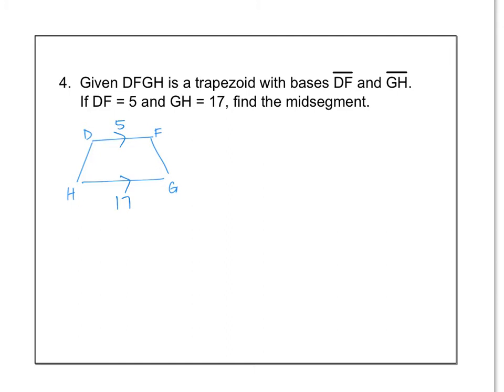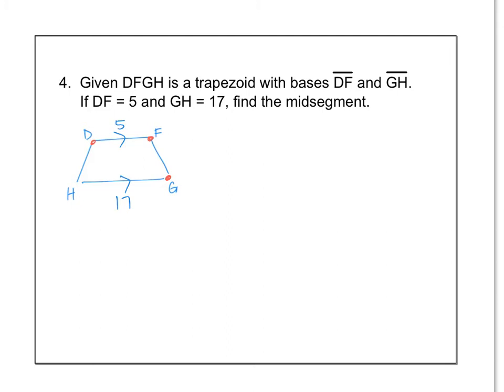Okay, so here's my picture. Notice DF and GH are parallel. One really important thing is how I labeled it. DF, G. So I'm going around the shape lettering. I didn't jump over to the far left again.